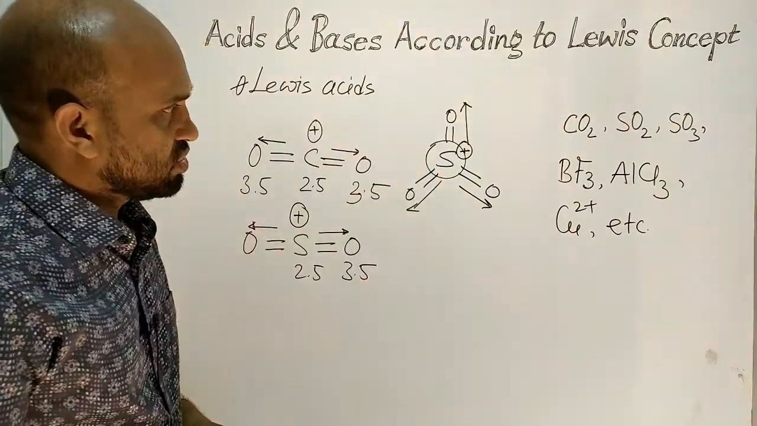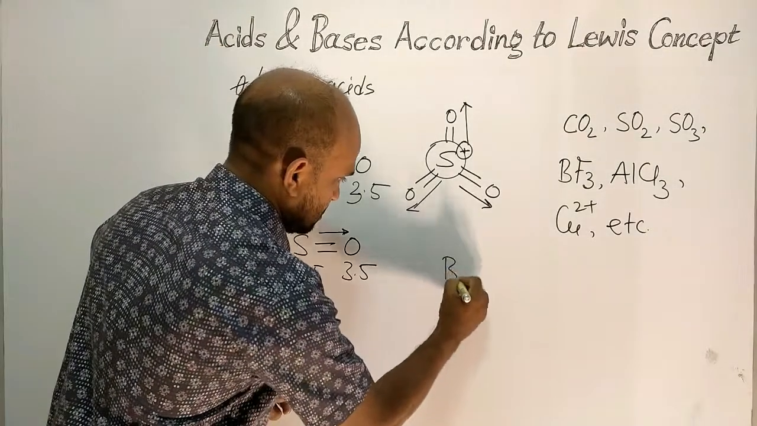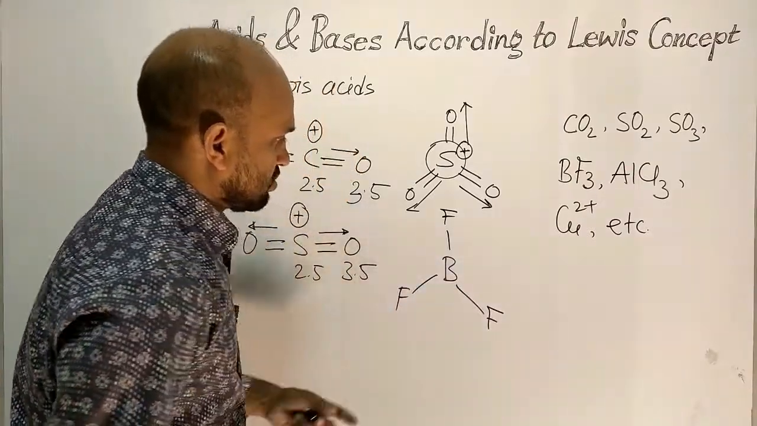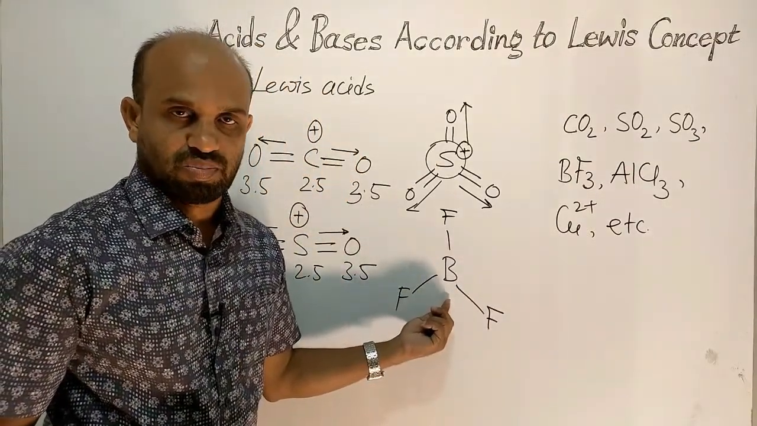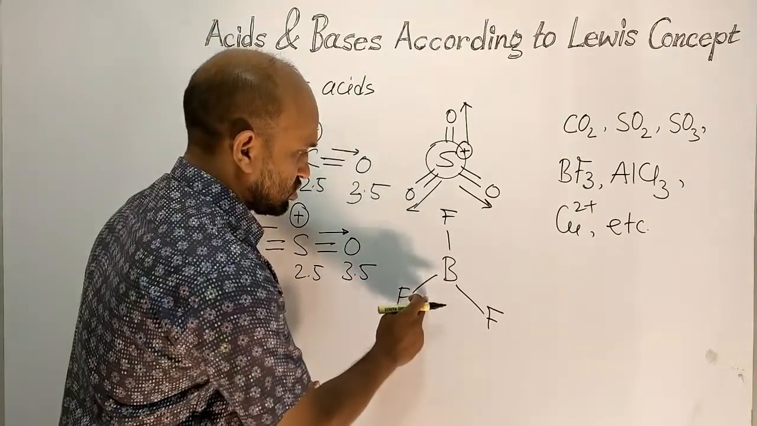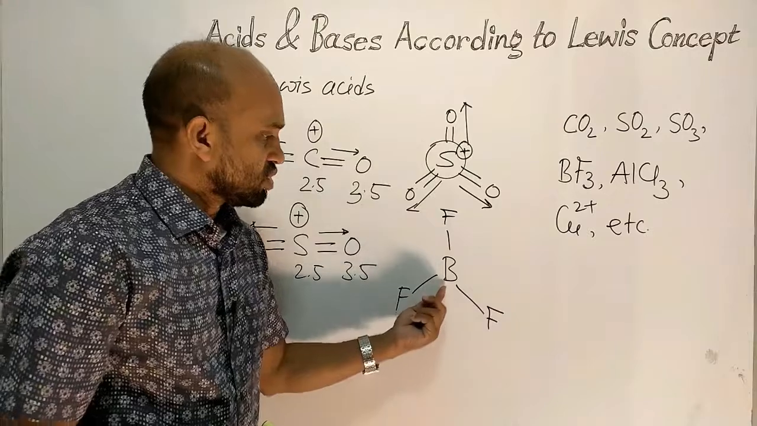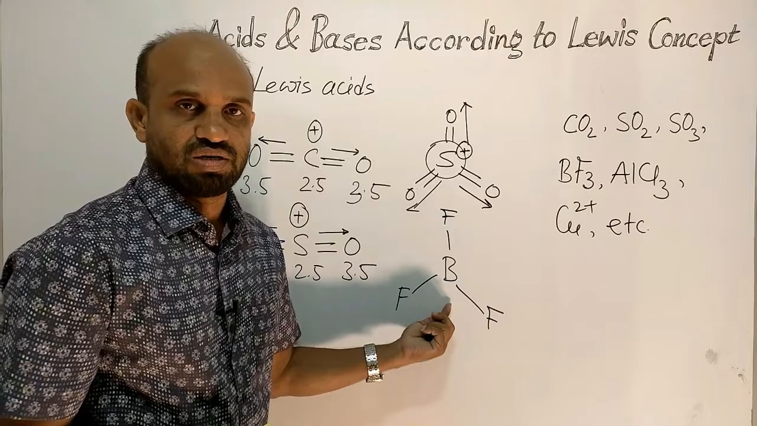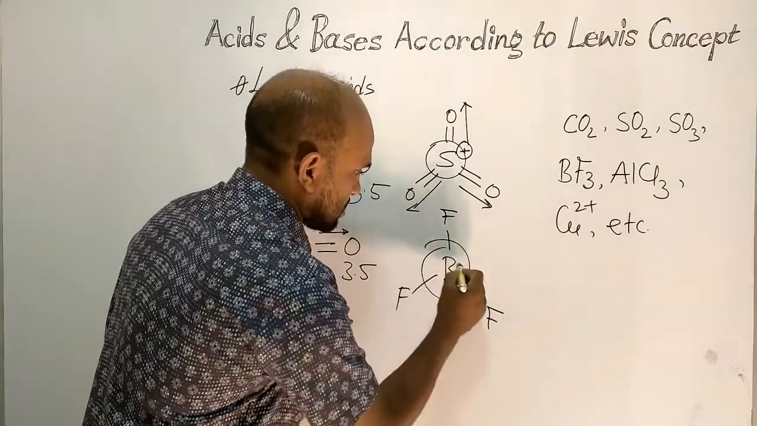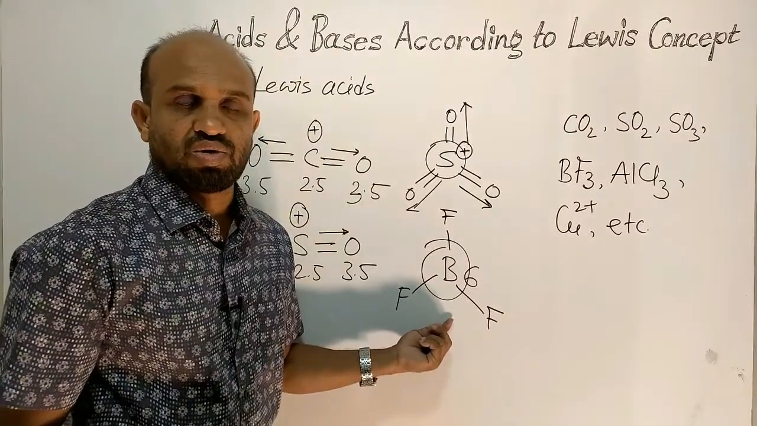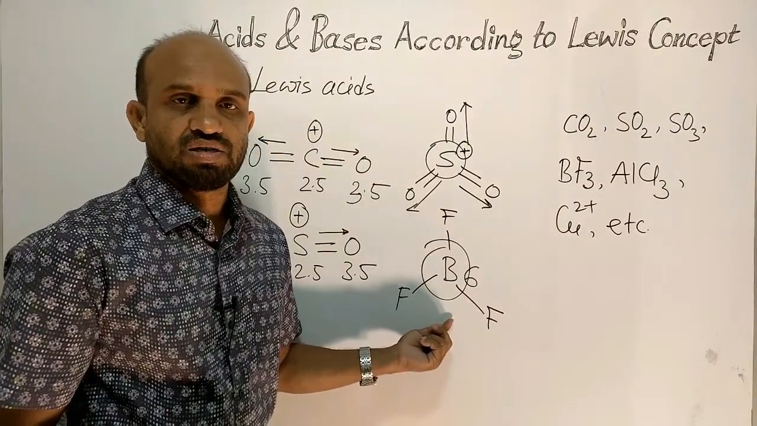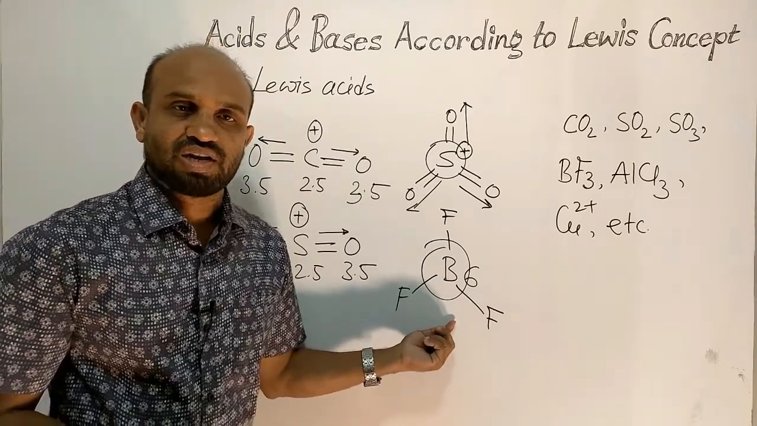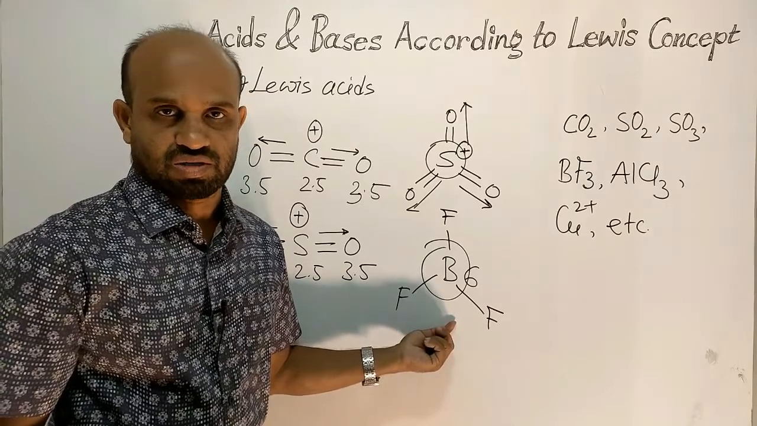Let's see another compound, that is boron trifluoride. Boron trifluoride is a kind of covalent compound. This is covalent bond, this is covalent bond, this is covalent bond. So around boron, in the outermost shell of boron in boron trifluoride, there are 6 electrons, which is not octet fulfilled. So it has desire to accept another pair of electrons. So boron trifluoride can accept one pair of electrons.